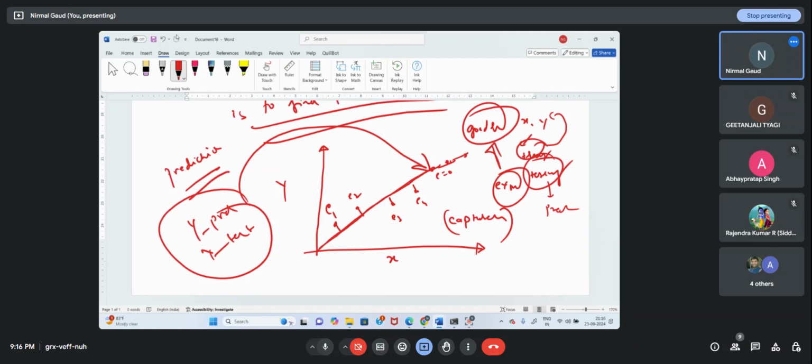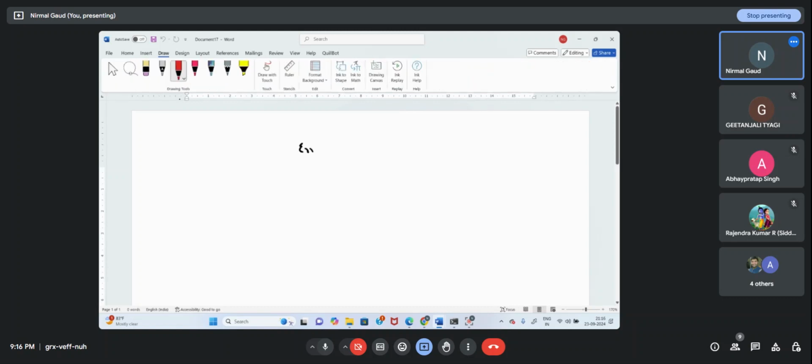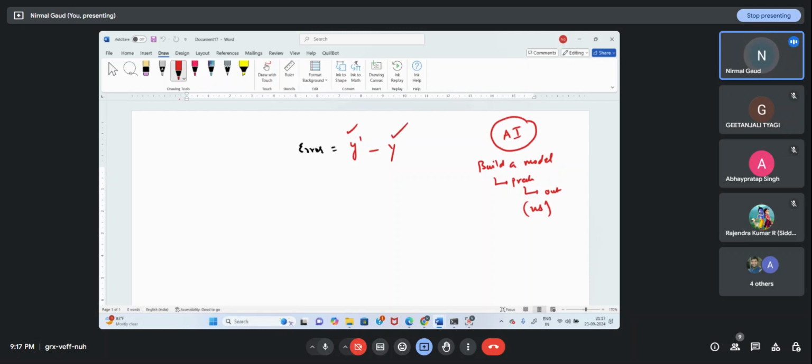We have a very important thing in analysis: error. Let us suppose y dash is the predicted value and y is the actual value. So error is this thing only. What you are trying to do in AI is build a model which should give predictions or outputs like us. If the model gave output y dash and the actual output was y, there is an error, a mistake which the model made. That mistake we are saying is y dash minus y.